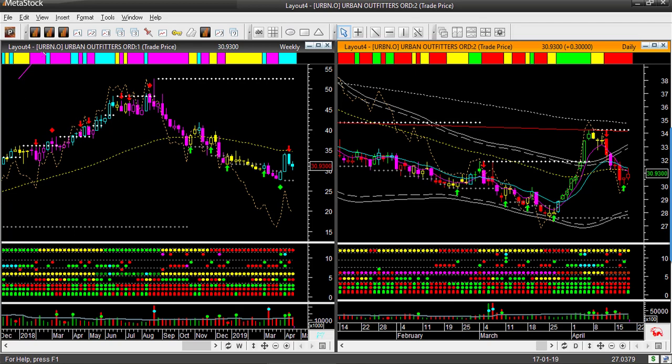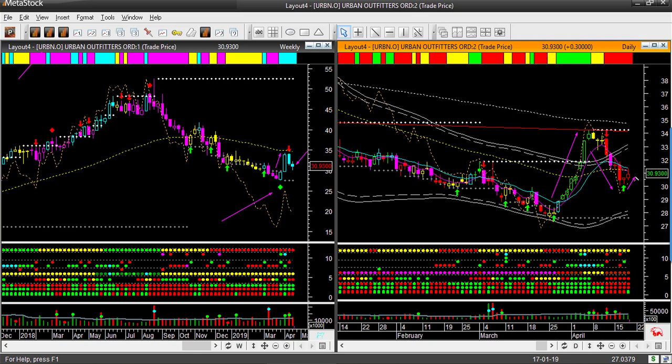This is URBN, Urban Outfitters, using Q weekly daily at a glance template. In the weekly chart, it displayed a bullish headwind at the very bottom. Then it went up. The backdrop candle color is remaining cyan bullish for 4 weeks now. In the daily chart, it went up strongly in this period and now it pulled back. On Thursday and Friday, it went up little bit. However, on Friday, the traffic light candle color is still red, bearish.